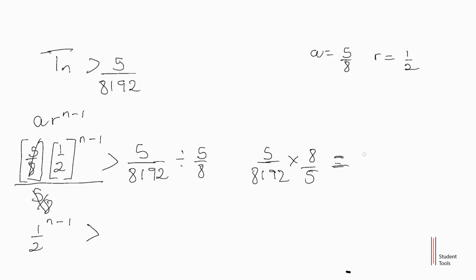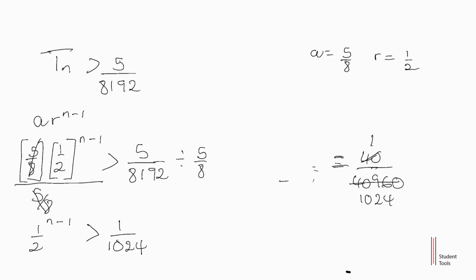So this is equal to 5 multiplied by 8, that is 40, and over 8192 multiplied by 5, that is 40,960. You can check with your calculators just to make sure. Let us simplify this. We will divide by 40, and 40 here goes once, and 40 here is 10 to 4. So this is what's going to go there, and we will have 1/10 to 4 here.